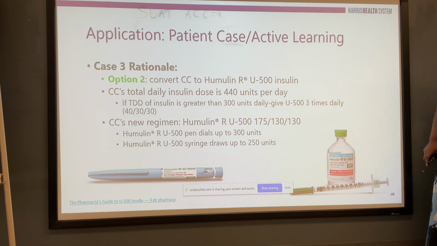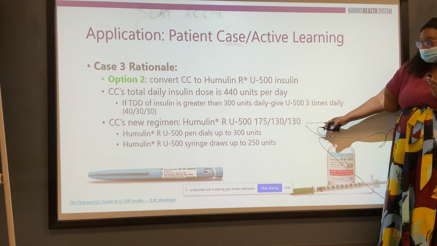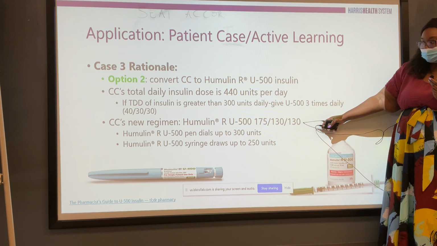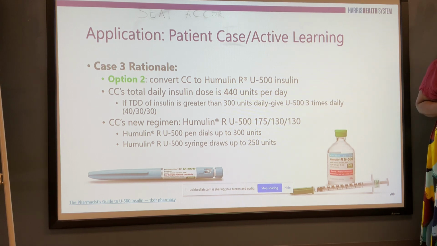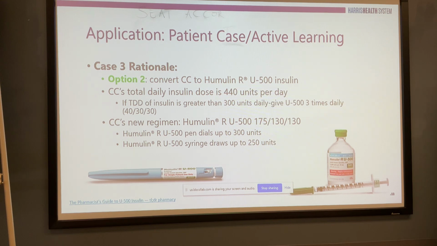So if you were to do the math, we have a new U500 regimen for CC, and now he's down to 3 injections per day. Maybe the sugars will be better controlled. So why is that option 2 when the issue is injection? Because if you change the formulation, you don't change the number of injections, but here you do.